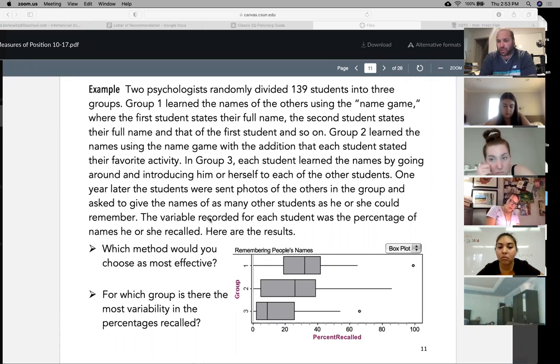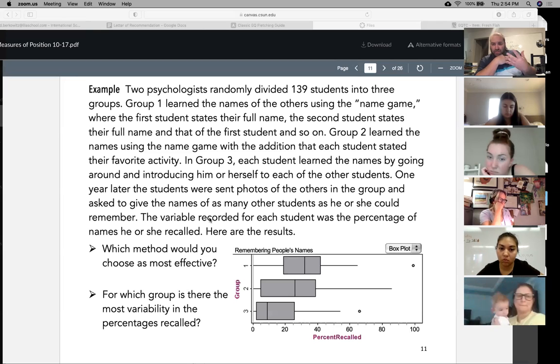Where's the median for group 1? I'm sorry, group 1. Sorry. 30 something, right? 31, 32. So that tells me that with group 1, half of the people could remember over 30%. Whereas with group 2, half of them could remember only 25%. And with group 3, half of them could remember less than 10%. Right? So the median is a wonderful measure of center.